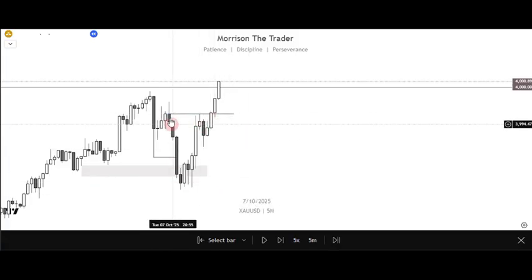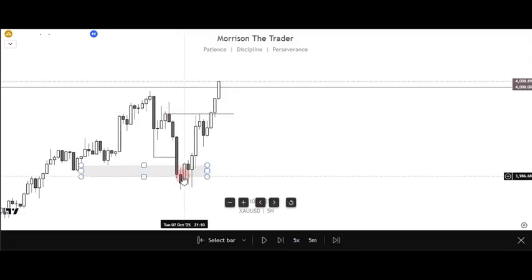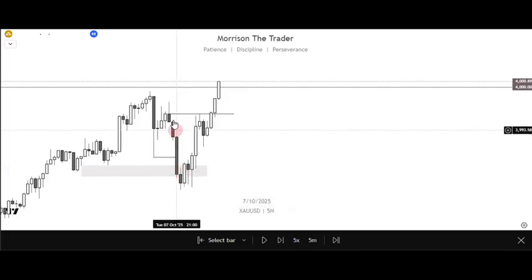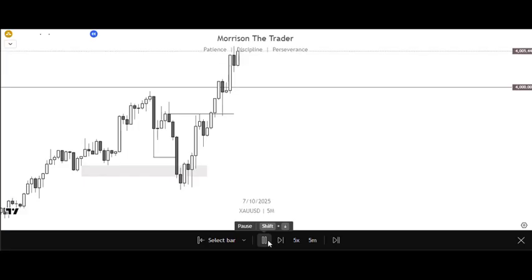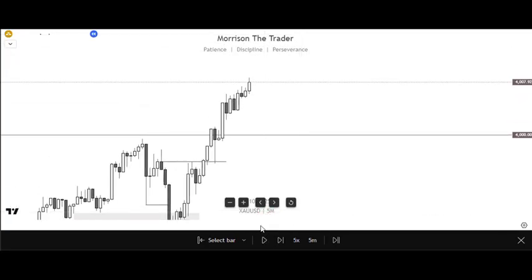So this becomes your change in state of delivery, and that means that's the order block, right? But since it's the first one confirming the reversal, we call it a change in state of delivery, because we are changing state of delivery from bearish to bullish. Now in this same market, let's try to find our order block. So we let it play. Oh, that was fast. That was very, very fast.